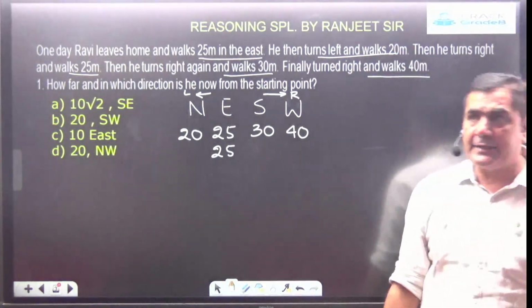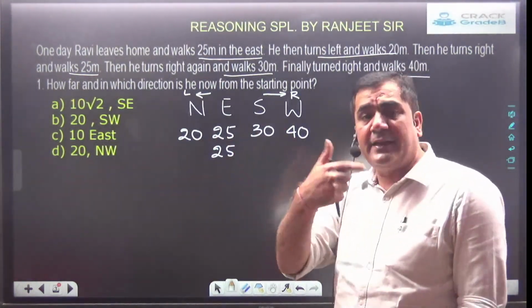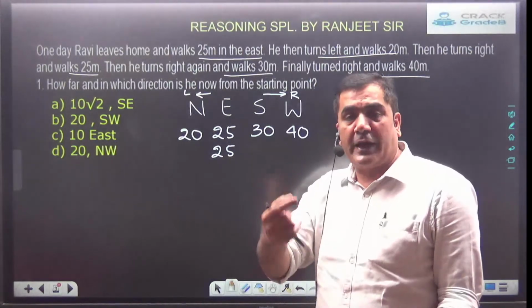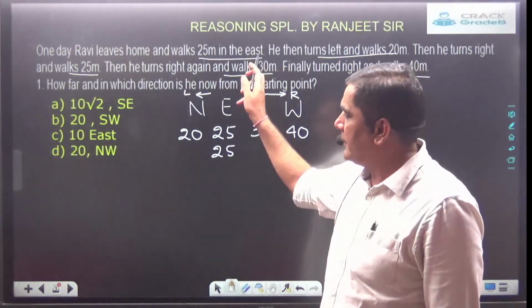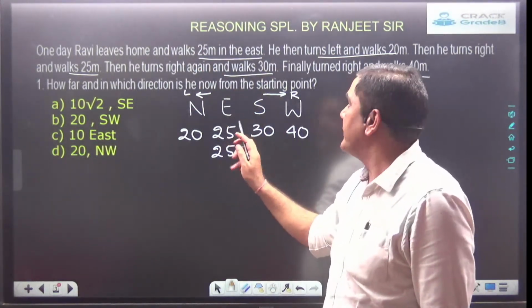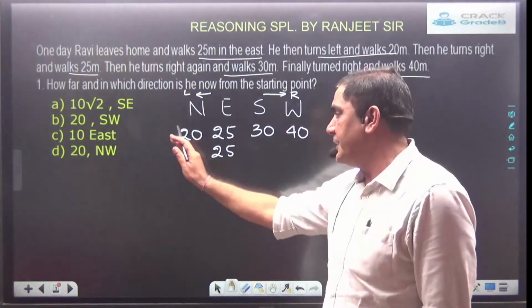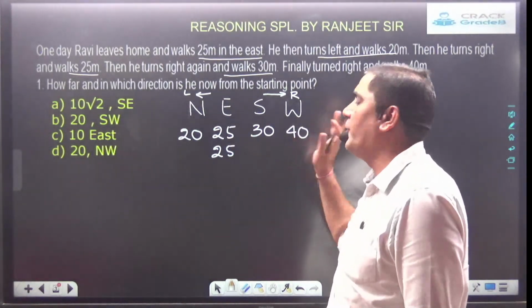Clear? Simply read the problem and write the numbers below north, east, south, west, the direction in which the person is moving. You have to write the numbers just below that one. Initially he has gone for 25 meters in the east, so I have written 25 below east. Then he turns left and walks 20. Then turns right and 25. Then turns right and 30. Then turns right and 40.